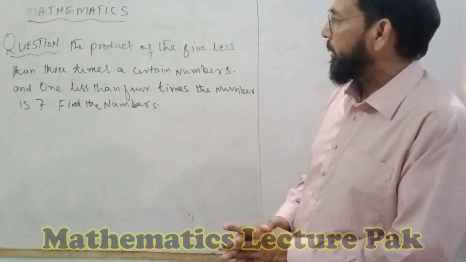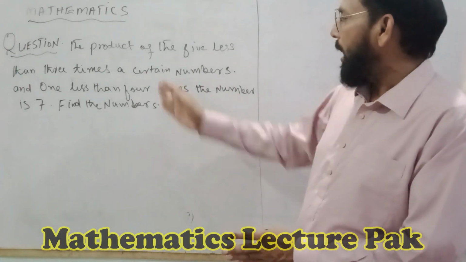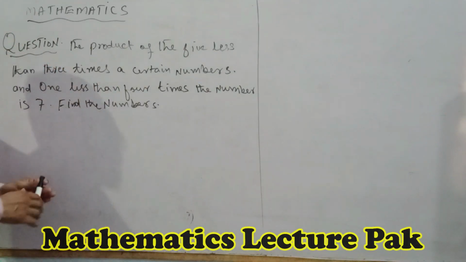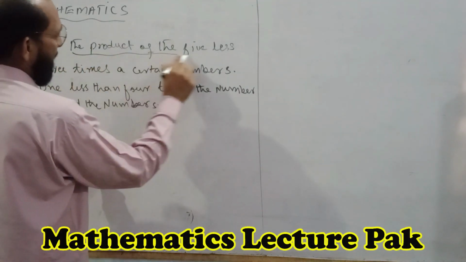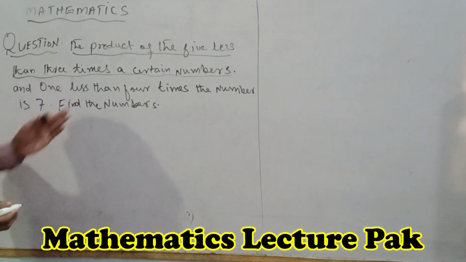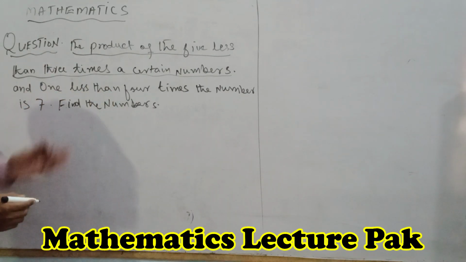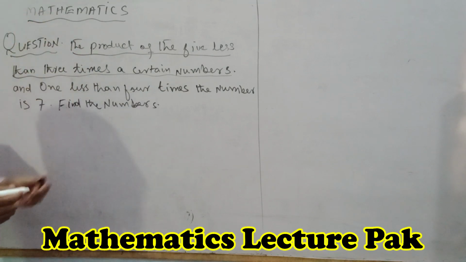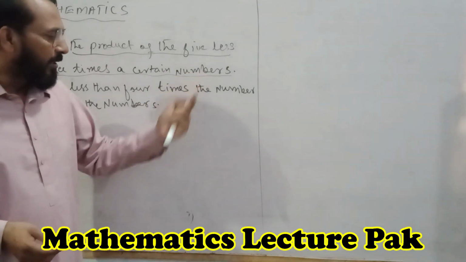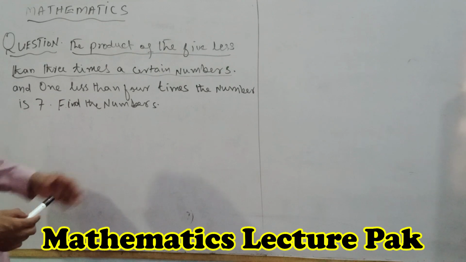First of all, we read the statement of the question. The product of 5 less than 3 times a certain number. Okay, the first statement. The statement of the question has two parts. The first part, and the other part is 1 less than 4 times. Okay, first we consider the number. You can note that here. We find the number.